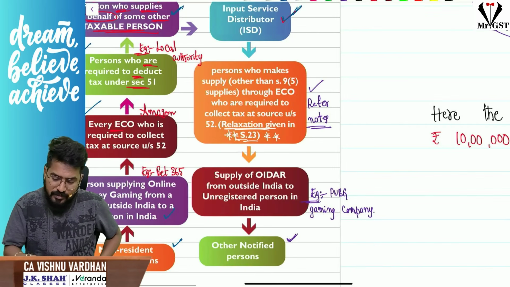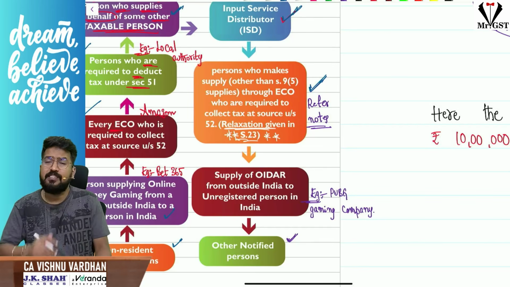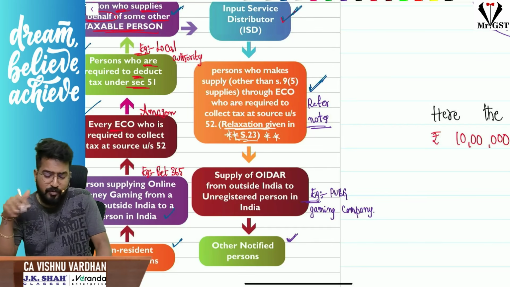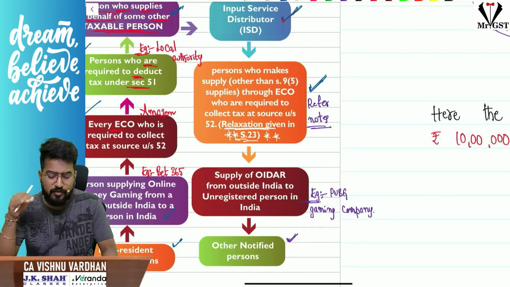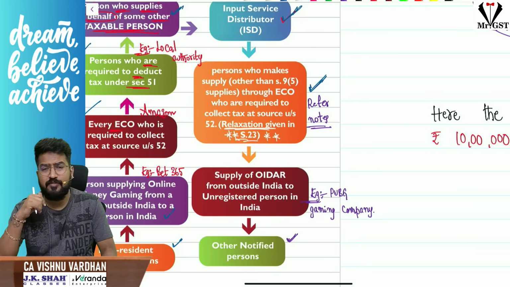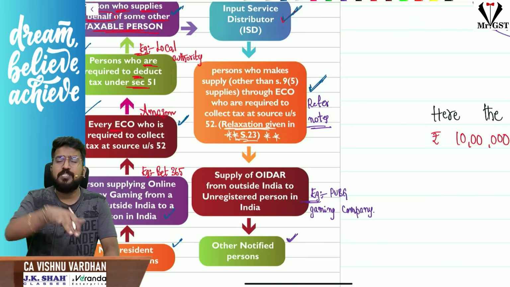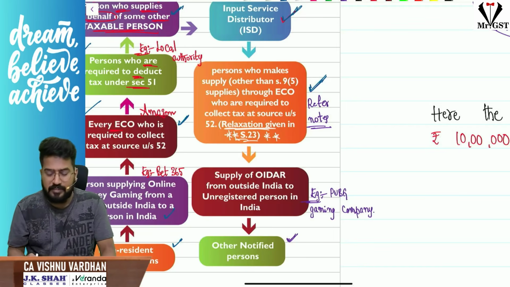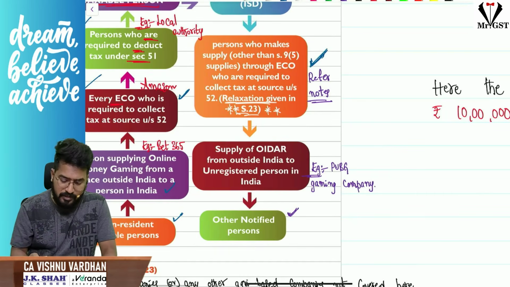Next, the person who makes supply other than section 9 subsection 5 through an e-commerce operator, who is required to collect tax at source under section 52. So persons who make supply through an e-commerce operator. First we have seen the e-commerce operator to whom section 52 is applicable. I have told you the example, Amazon. Through Amazon, whoever is supplying, that fellow has to take registration, but relaxation is there in section 23. We will see the notes here actually.